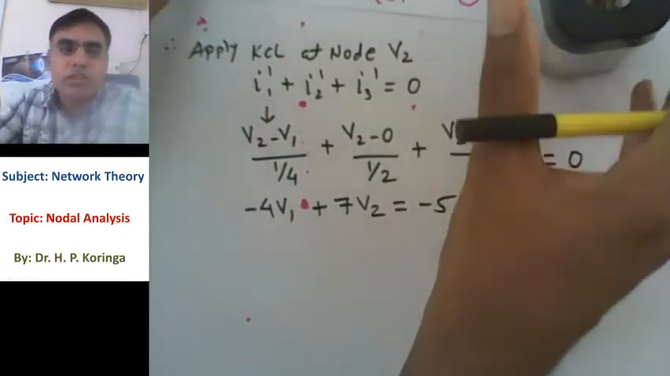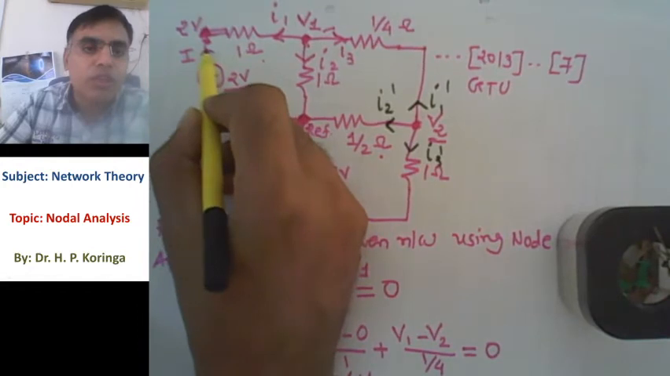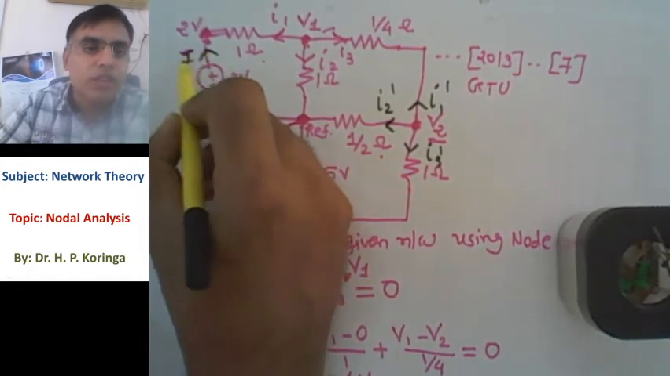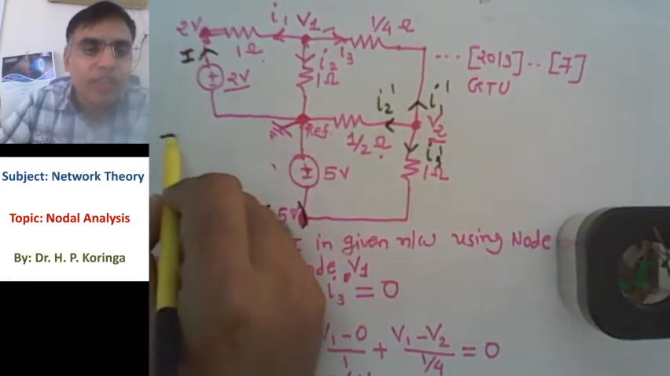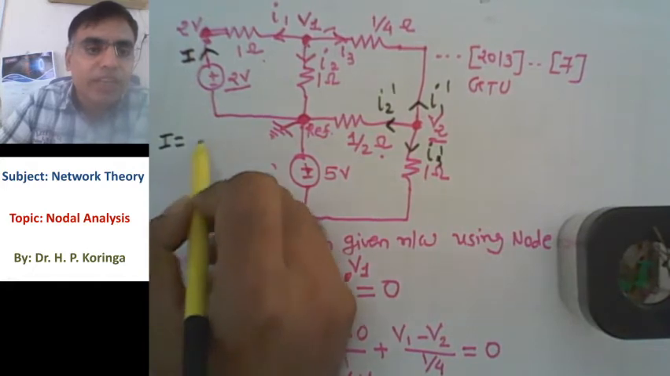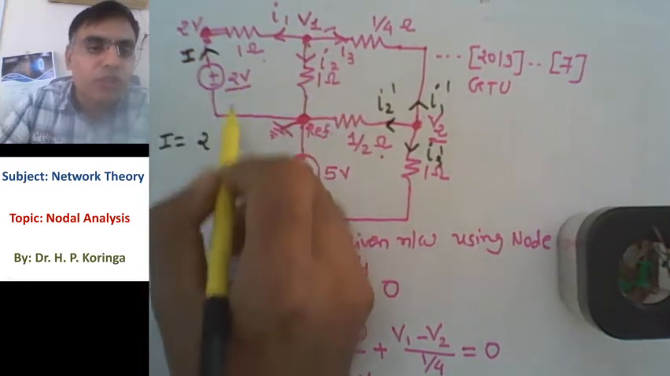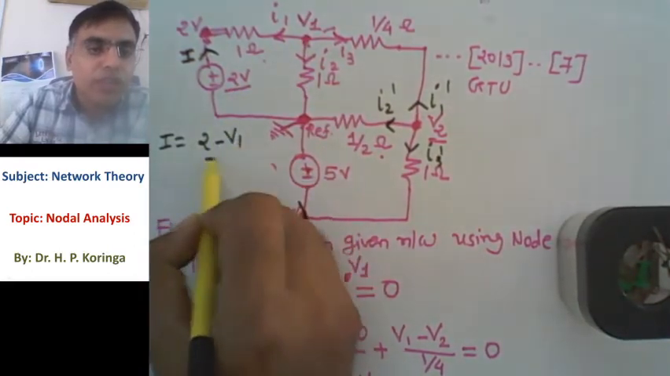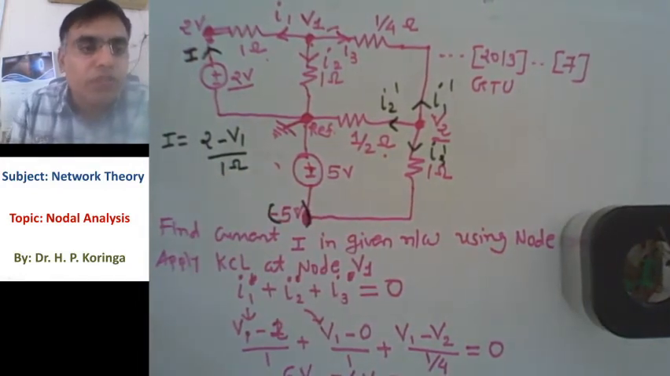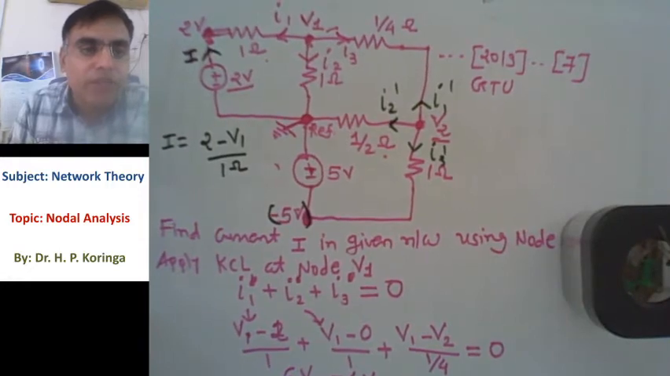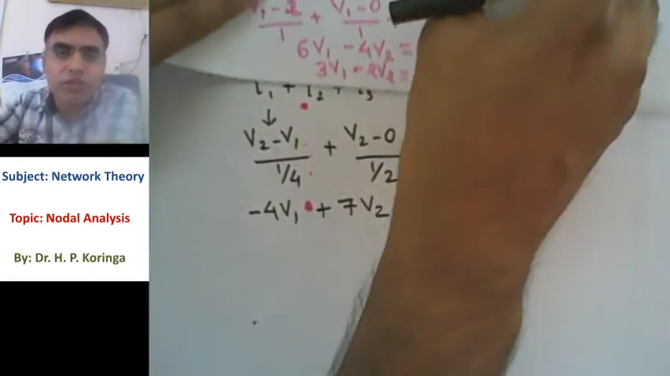What is our question? Let's see our question. Our question is the current passing in this 2 volt source. How to write I in terms of voltage? We want to find I from the 2 volt to V1, so we can write (2 minus V1) divided by this resistance value of 1 ohm. So we require V1 to find the current I. Let me solve these two equations for V1.